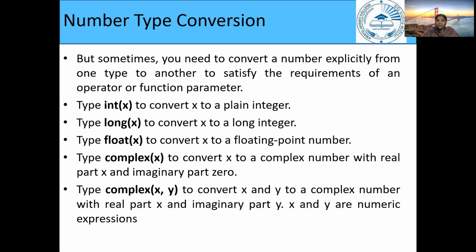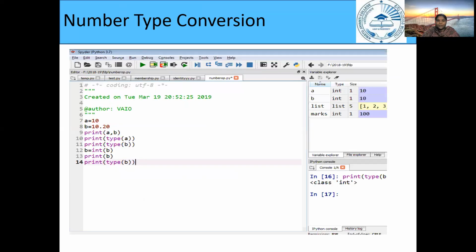This is how we can convert one data type to another data type, and Python allows you to do that. So if you see here, I'm just having a variable called a which is holding a value 10, and b is equal to 10.20. If I'm giving print a and b, it is going to print 10 and 10.20. Again, if I'm telling print type of a, it is going to print int, and print type of b, it is going to print float.